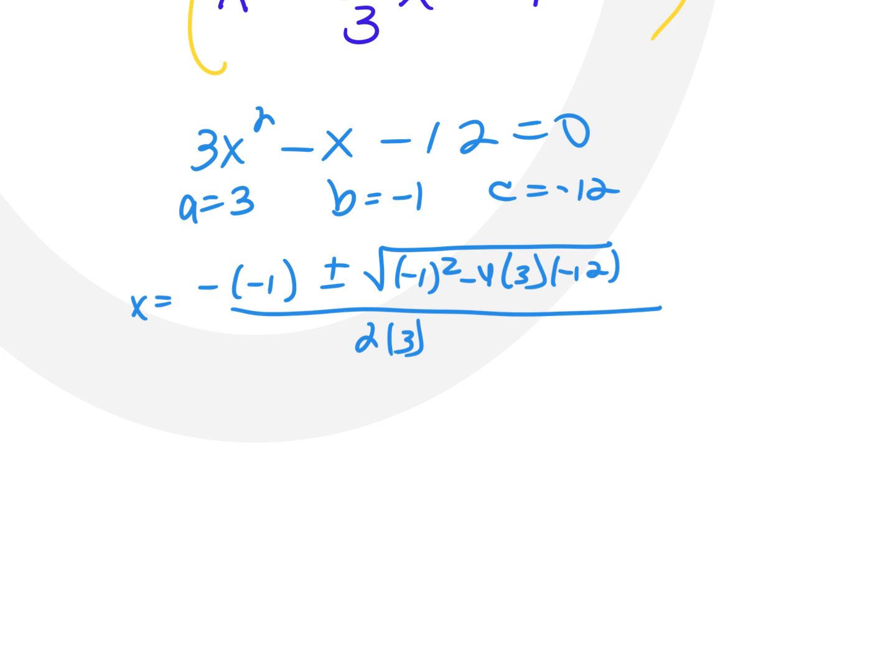Now, should we get a negative underneath our radical? Yes or no? No. Starting Friday, yes. But on your test, no. So if you did, go back and check. You missed a negative sign somewhere.